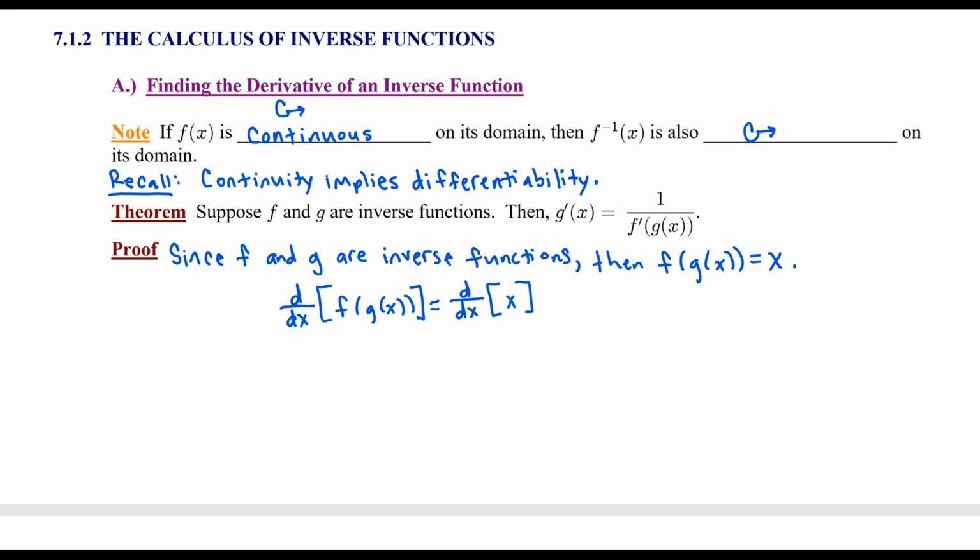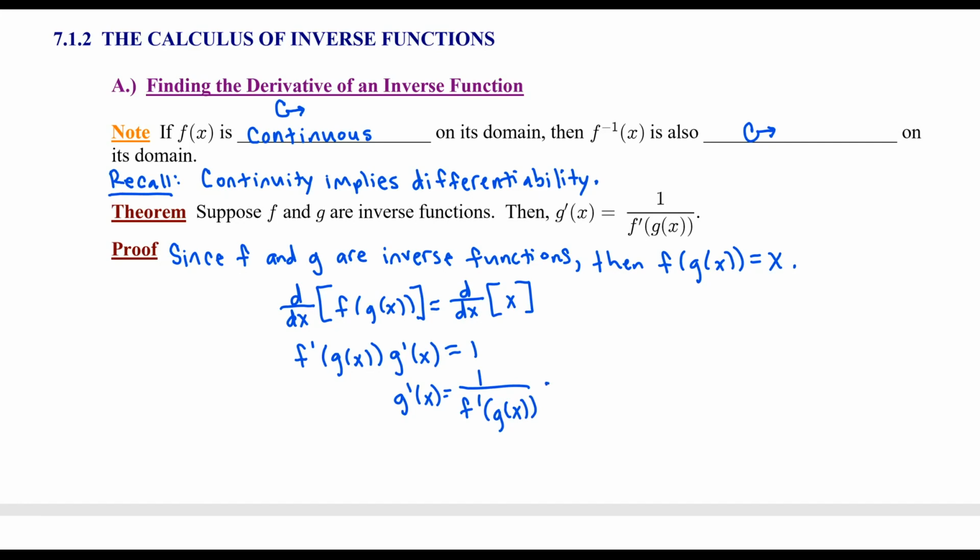Now, on the left side, we've got the composition of two functions. So to differentiate the composition of two functions, we must apply the chain rule. The chain rule says we're going to differentiate the outside function first while keeping the inside function the same, and then we multiply by the derivative of the inside function. So there's our chain rule applied. On the right side, the derivative of x with respect to x is very simple. We get 1. Now, we can solve for g prime of x by dividing both sides by f prime of g of x. And that is the proof.